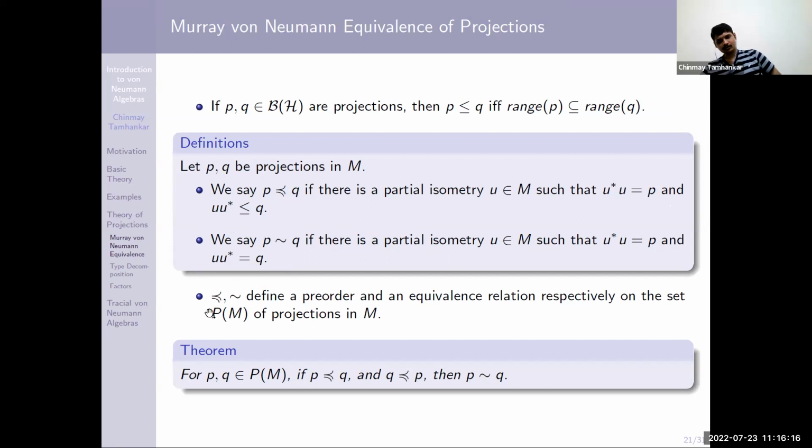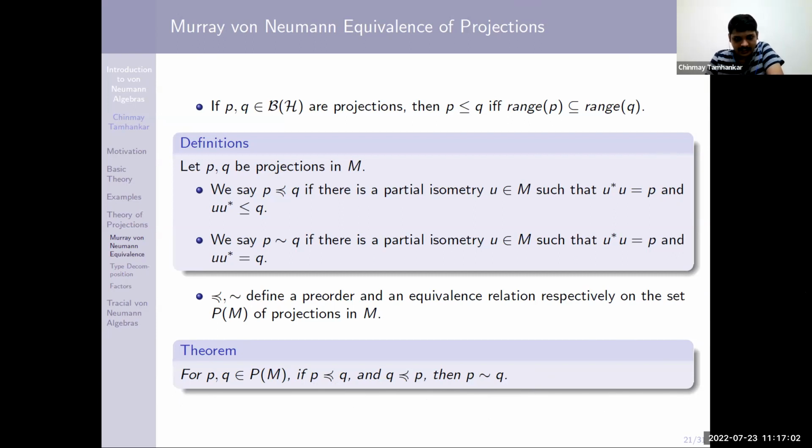And so this Murray-von Neumann less than or equal is a pre-order on the set of projections, and this equivalence defines an equivalence relation. We will interpret these P and Q as sets, and these U's as bijective functions between them, if their initial space is P. And we have a Schroeder-Bernstein theorem kind of result here. It says that if P is Murray-von Neumann less than or equal to Q and Q is Murray-von Neumann less than or equal to P, then we in fact have Murray-von Neumann equivalence of P and Q.